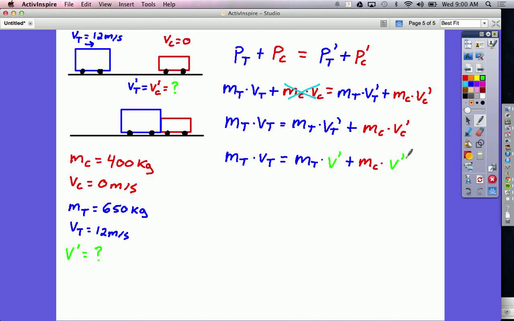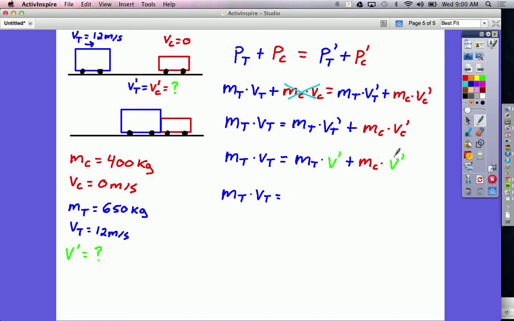So now our job is to try and find what this velocity is. We have all the other variables. We know what those numbers are. So we just have a little bit of algebra, plug them into the calculator, and then we're done. The left side of the equation is going to stay the same: mass of truck times velocity of truck.